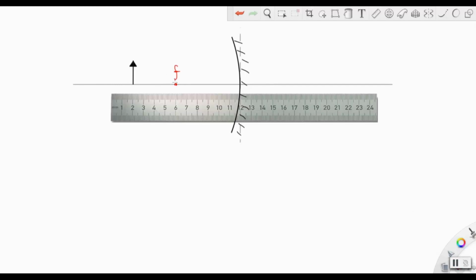As you can see, I've put the focal length at the 6 centimeter mark, about 6 centimeters away from our 12 centimeter mark, the optical plane. And the object at the 2 centimeter mark, which is 10 centimeters away from the optical plane. So we would label that our focal length is given as 6 centimeters, and our object distance is given as 10 centimeters. Remember, the object distance is always positive, but the focal length, is it positive?